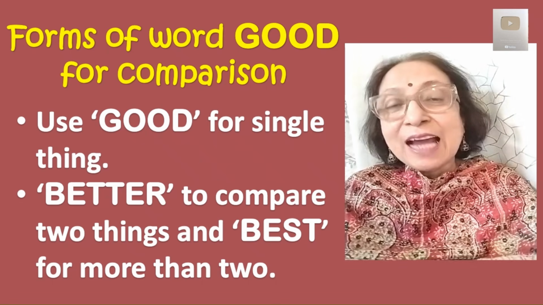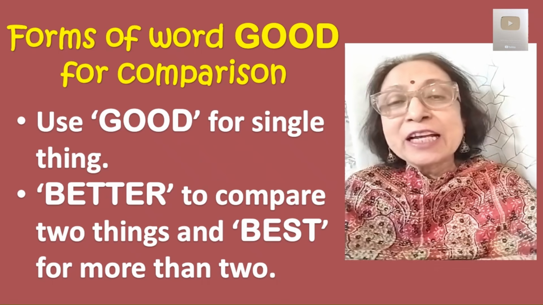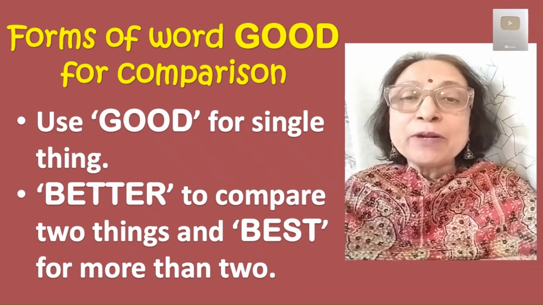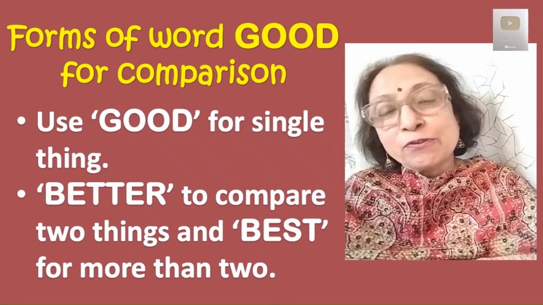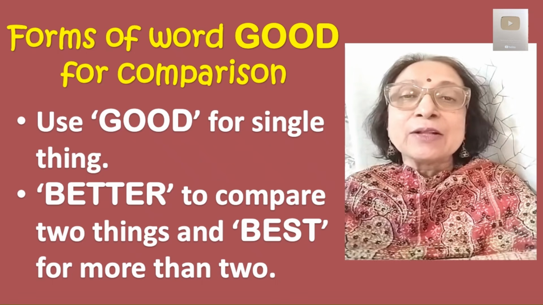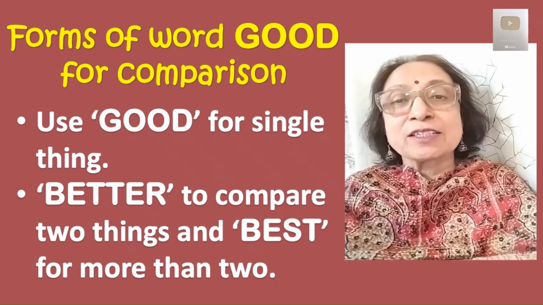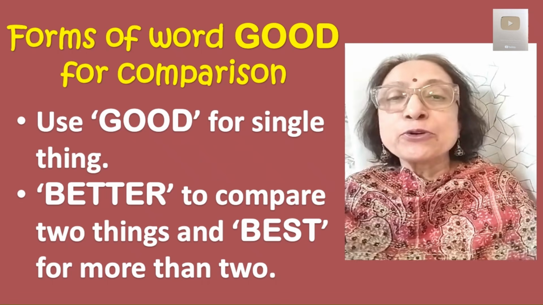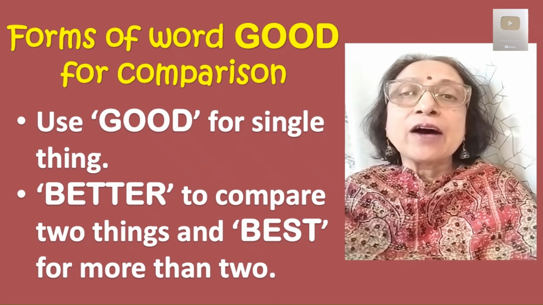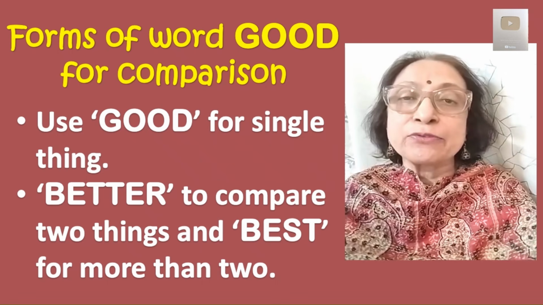W-O-R-S-E. And suppose you have more number of days, then you use worst. Pronunciation-wise, they sound similar, but the spelling is W-O-R-S-T. For 2, it is W-O-R-S-E. We say that of all the days in this week, today's weather is the worst. In this way, I have shown you how to use degrees of comparison. Take up the video on adjectives. It will give you details of this.